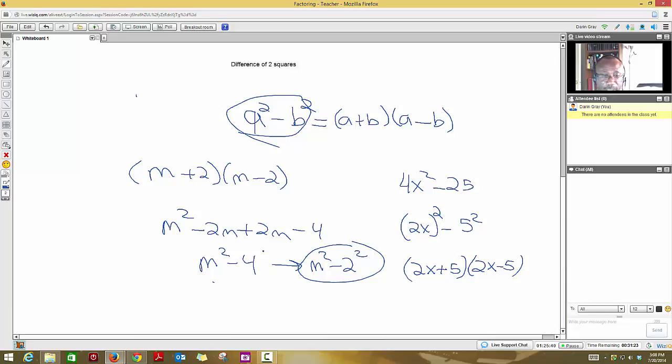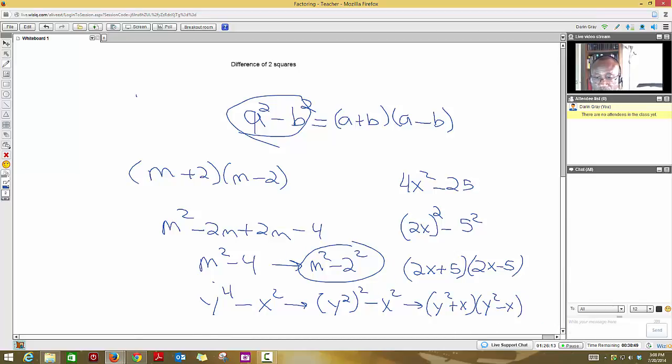Let's do another quick example. Let's say I had y to the 4th minus x squared. Well, we know that y to the 4th is equal to y to the second power squared minus x squared. We'd end up with y squared minus x. Oh, to be consistent, we'll say plus x. Y squared minus x.